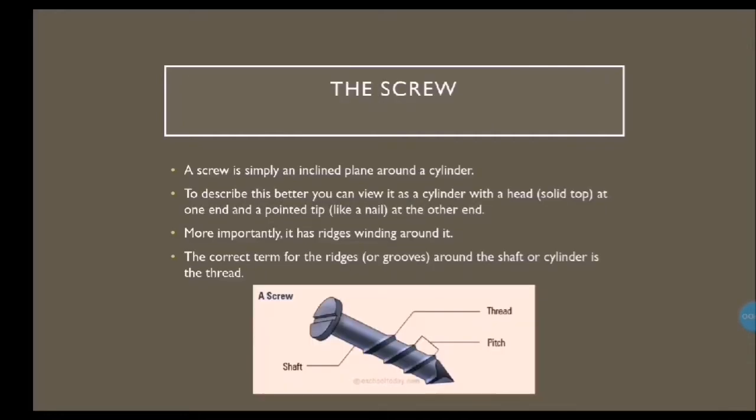Now, the screw. A screw is simply an inclined plane around a cylinder. To describe this better, you can view it as a cylinder with a head at one end and a pointed tip like a nail at the other end. More importantly, it has ridges winding around it. The correct term for the ridges around the shaft or cylinder is the thread. So this is a screw.